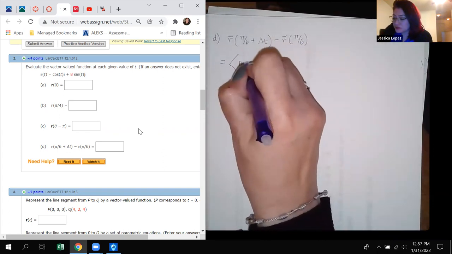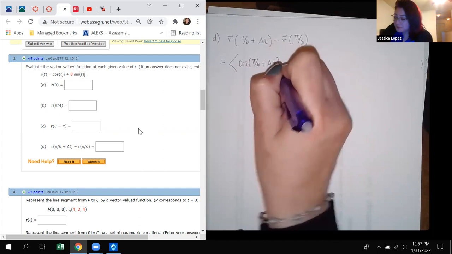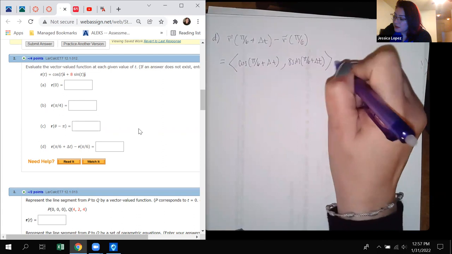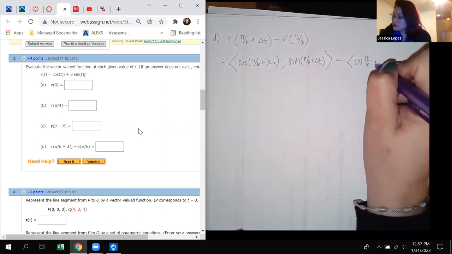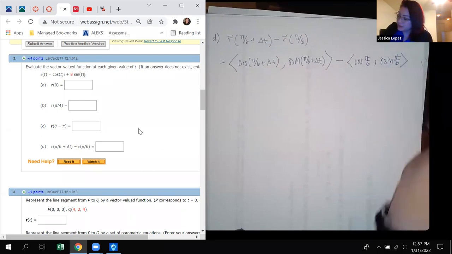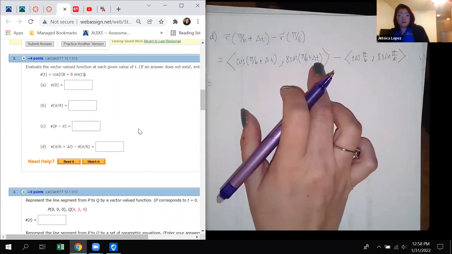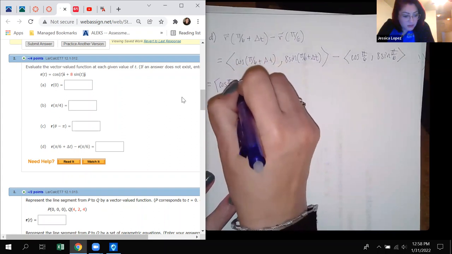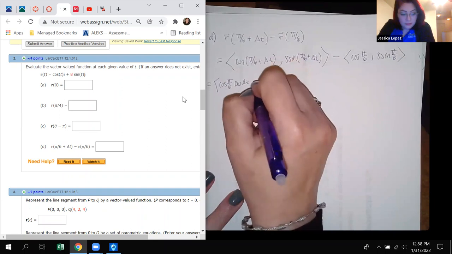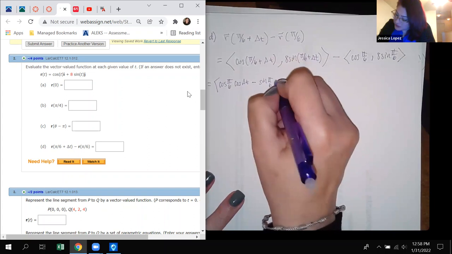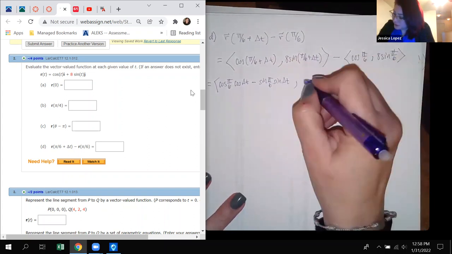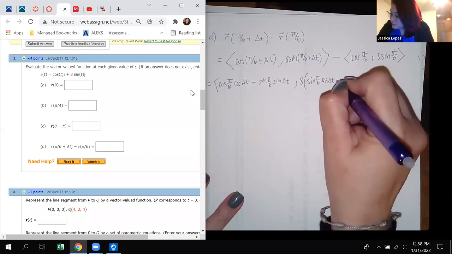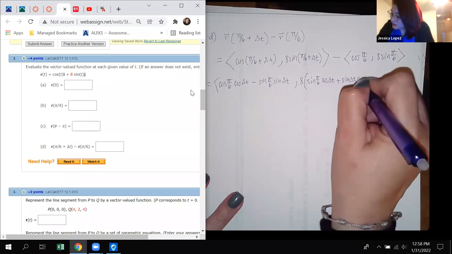I'm going to get cosine of pi over 6 plus delta t, comma, 8 sine of pi over 6 plus delta t. And then I'm going to subtract cosine of just pi over 6 and 8 sine of pi over 6. Okay. So let's see what this looks like again using my sum formulas for cosine and sine. So I get cosine of pi over 6, cosine of delta t, minus sine of pi over 6, sine of delta t, comma, and then 8 times sine of pi over 6, cosine of delta t, plus sine of delta t, cosine of pi over 6.